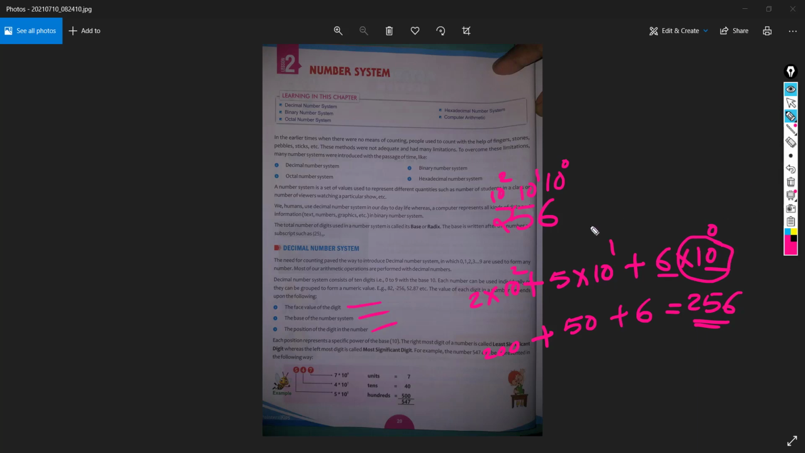If you consider the LSD and MSD, this is the MSD or most significant digit, and 6 is the LSD, least significant digit.